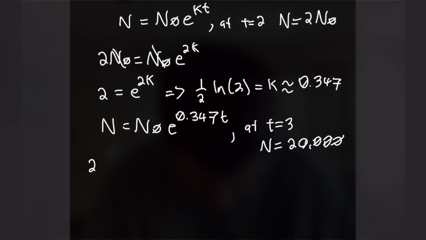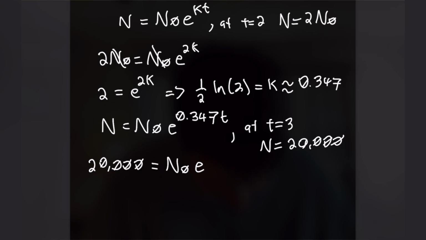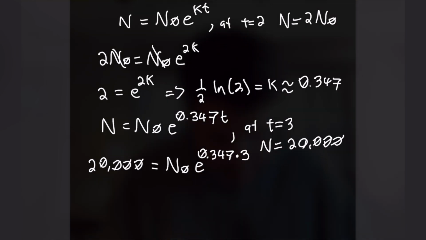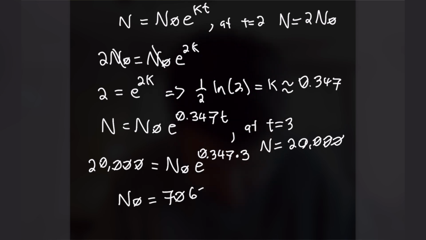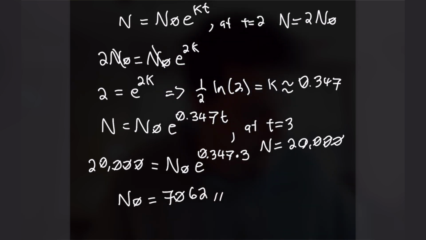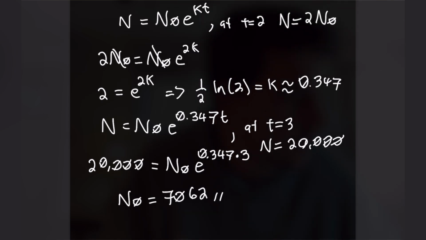So we have 20,000 is equal to n naught times e to the 0.347 times 3. And when you solve that for n naught, you will find that n naught is equal to 7,062, which completes this problem. So let's move on to our fourth and final example, which is also a population growth and decay problem.